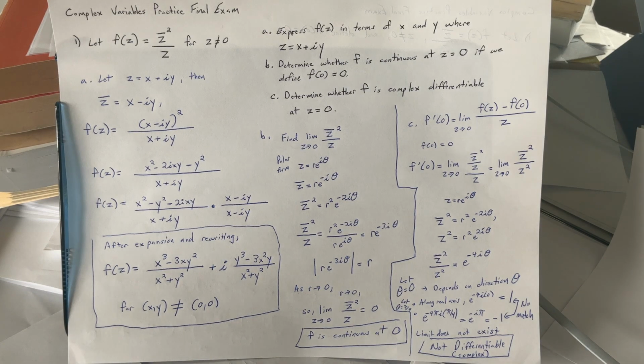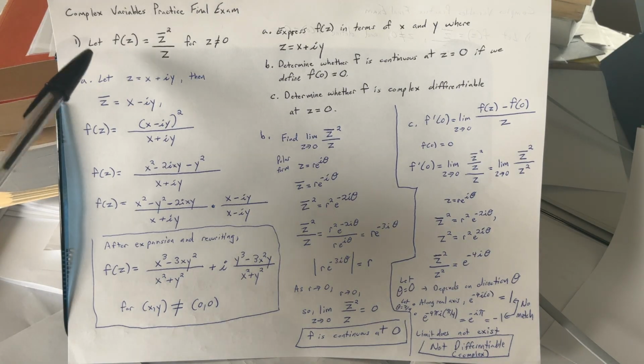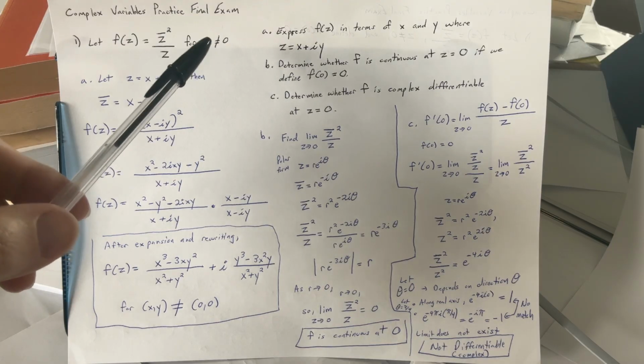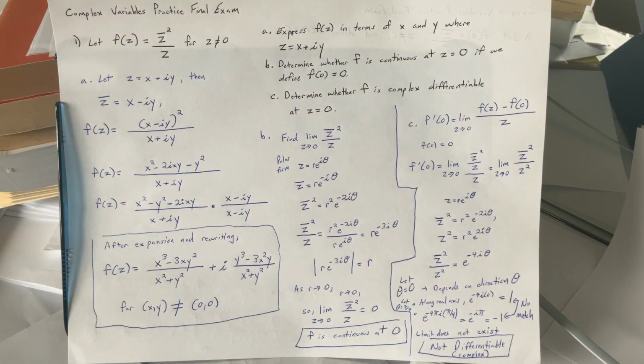Okay, and this assumes that you're done with a complex variables course, or you've studied it for a while and you just want to review or practice for a final exam. But here is the complex variables practice final exam. So number one, let f of z equal z bar squared over z for z not equal to 0. Express f of z in terms of x and y, where z is x plus iy.